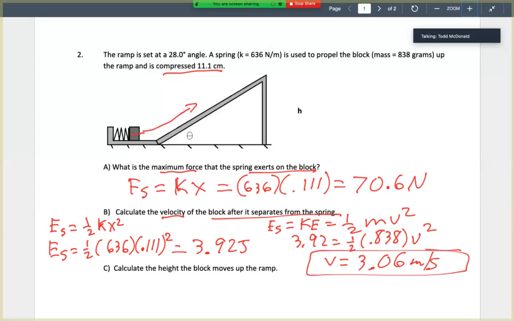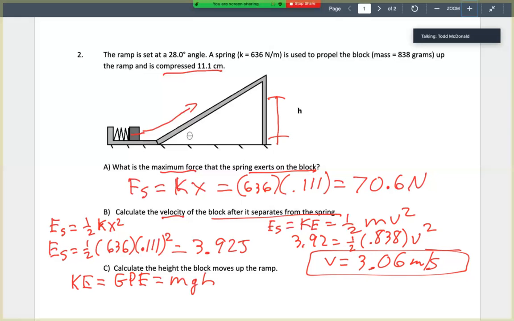So all of that energy from the spring that's stored gets converted to kinetic energy, and then we can calculate what the velocity of that would be. Now, think about what's happening here. As the block has its kinetic energy, it's going to go up the ramp. This kinetic energy is going to turn into gravitational potential energy. So if I want to know how high it's going to go up the ramp, all I have to do is set this equal to mgh.